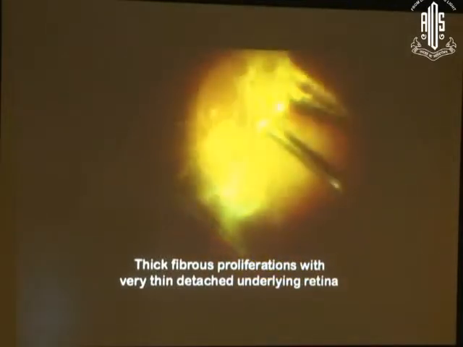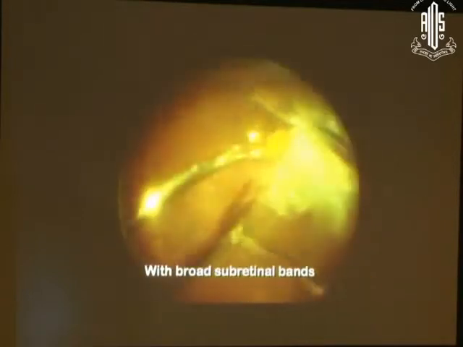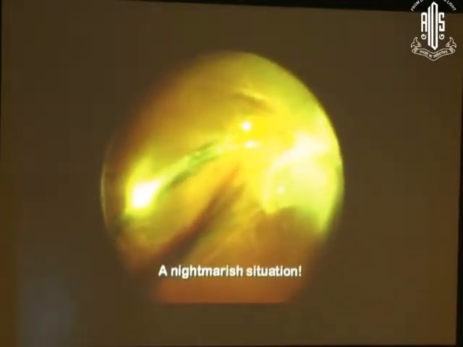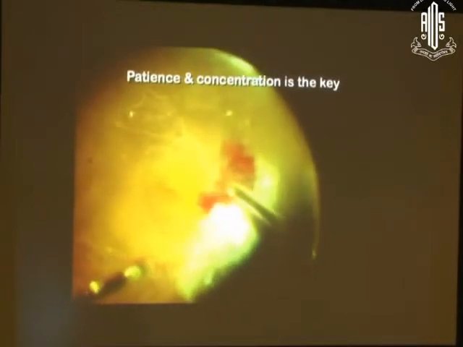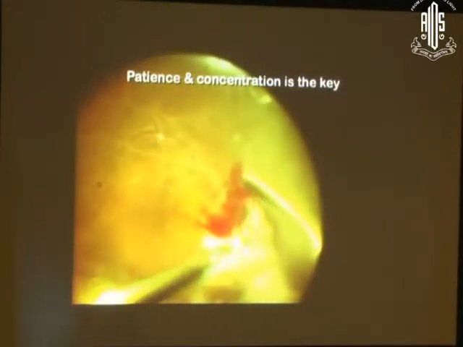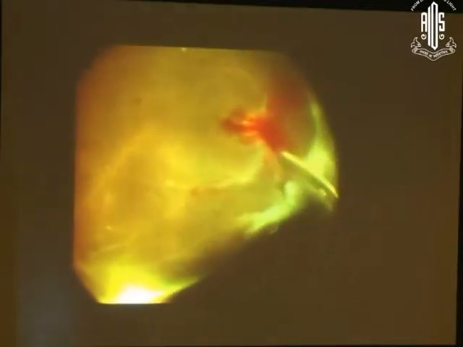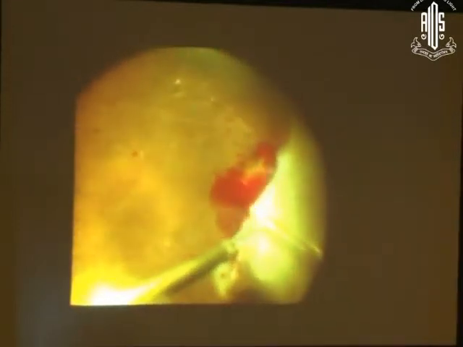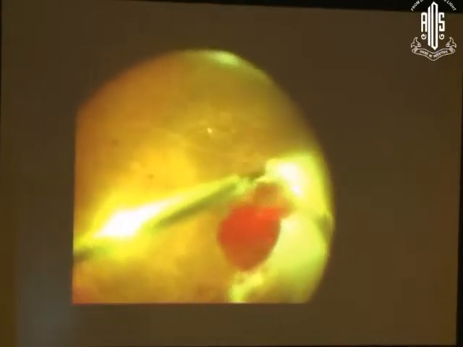So this is again a secondary rhegmatogenous detachment, a very bad one, that is for sure. But this was the only eye, and the patient wanted us to take it up for surgery and try and give him something. So in such dire situations, you have to give it your best shot, and even if you can give him 2 or 3 meter vision, that would be handy and would make him ambulatory. But you have to be very careful. I'm approaching this case bimanually.